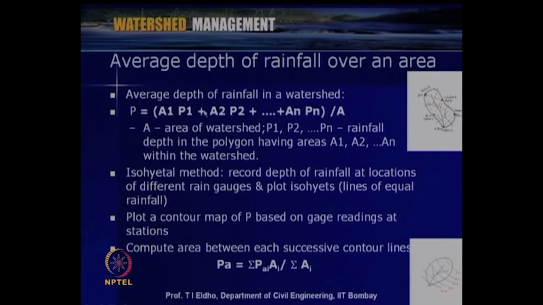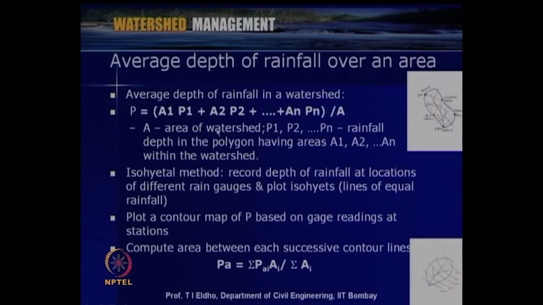to A1 P1 plus A2 P2 plus like that, plus AN PN divided by A, where A is the area of the watershed. So, the total area of the watershed. P1, P2 to Pn are rainfall depths in the polygons having areas A1, A2 to AN within the watershed.